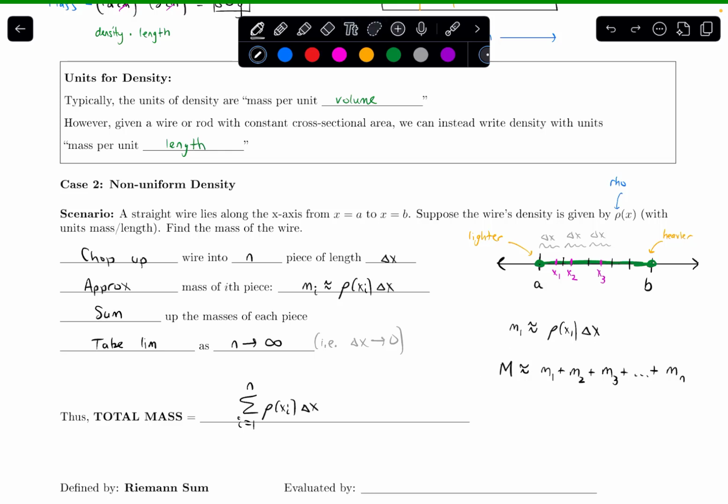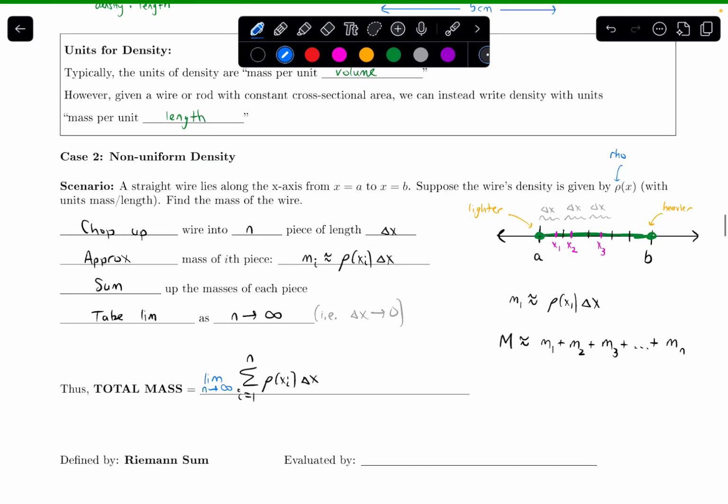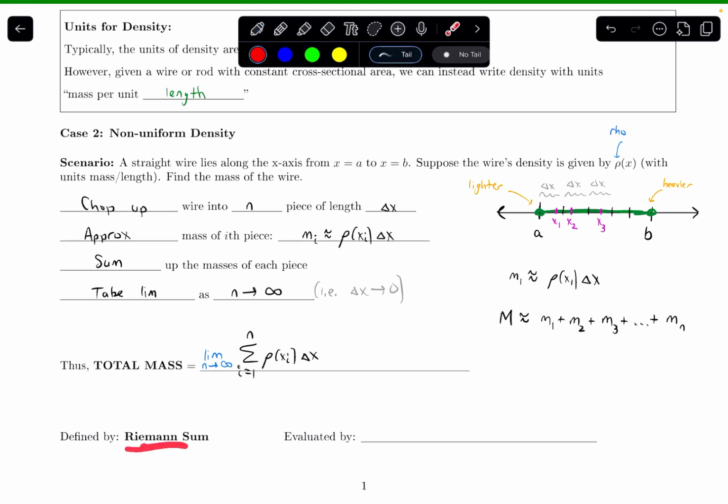To make it exact, we have to take the limit as the number of pieces approaches infinity. This is what's called a Riemann sum. A Riemann sum is defining this total mass for us. But one of the big things that we would have learned, again, back in calculus part 2, is that this limit of Riemann sums can be rewritten as an integral.